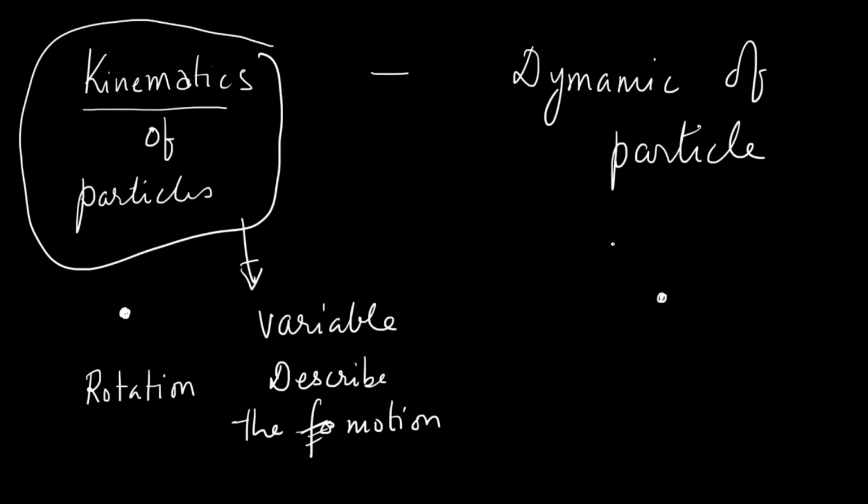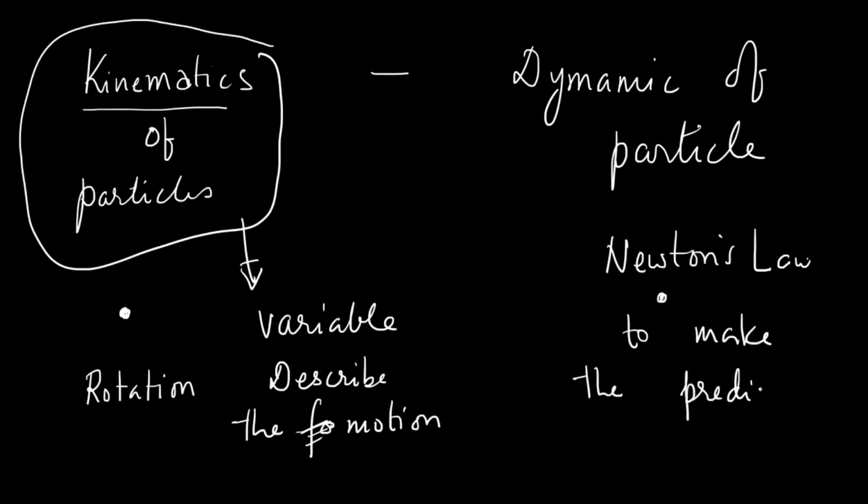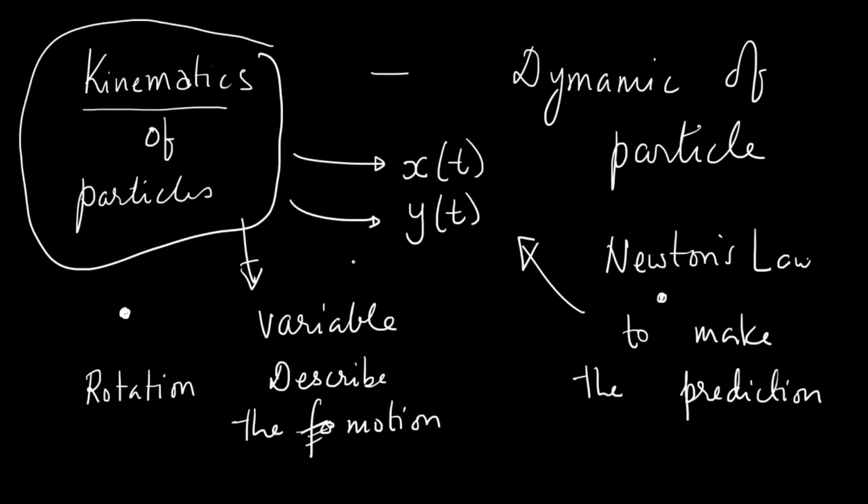Now in dynamics we make use of Newton's laws to make the predictions. Similarly, I just want to quickly remind you what you mean by prediction. Basically the position of the particle, let's say in 2 dimensions, as a function of time. That's the prediction, and you will need variables like displacement, in this case position, and then variables like velocity as a function of time, and variables like acceleration as a function of time.